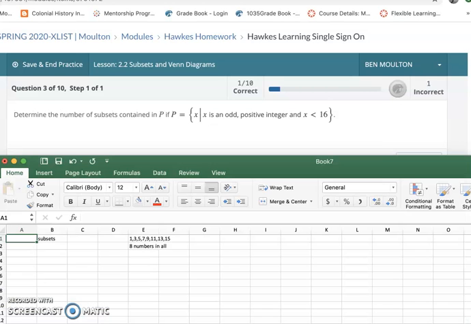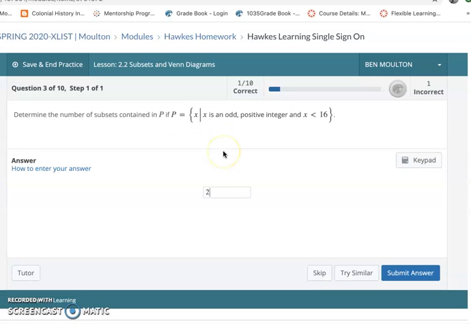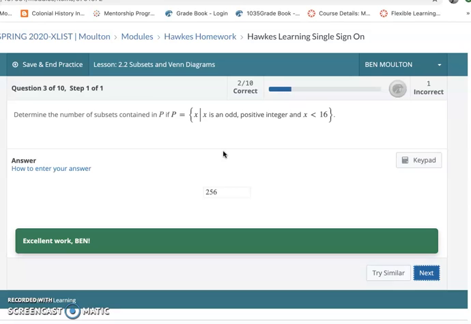This one's interesting. We're going to determine the number of subsets contained in P if P equals the set of x such that x is an odd positive integer and x is less than 16. So what they're talking about is 1, 3, 5, 7, 9, 11, 13, and 15. That's what they mean by all this stuff here, okay? Now that's a total of 8 numbers, so they're asking for subsets. So we're going to go 2 raised to the 8th. 256 should be our guy. Let's check and see. There it is.